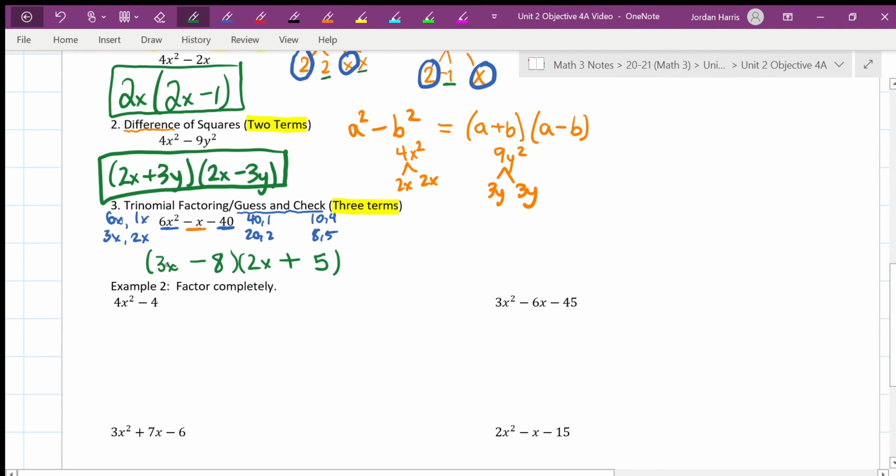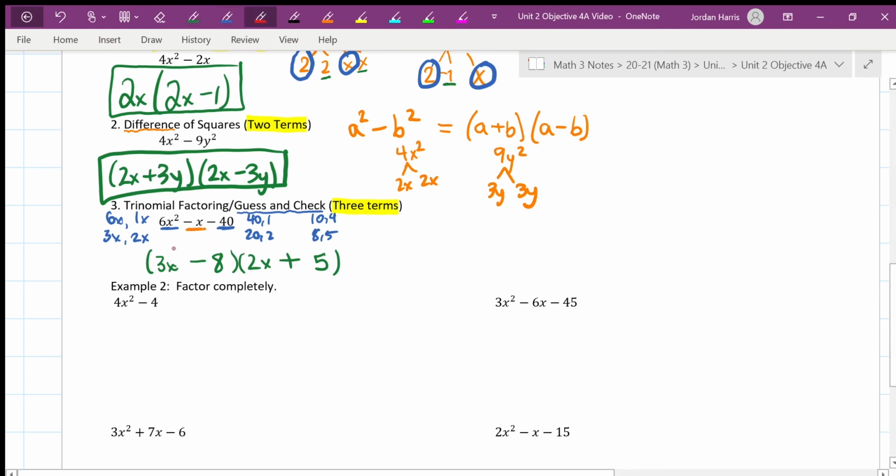Okay, so notice here, the first terms create the first term. 3x and 2x make 6x squared. The last terms create the last term. -8 and +5 make -40. So how we check, so if we did that correct, those will always work. We have to check the middle term.